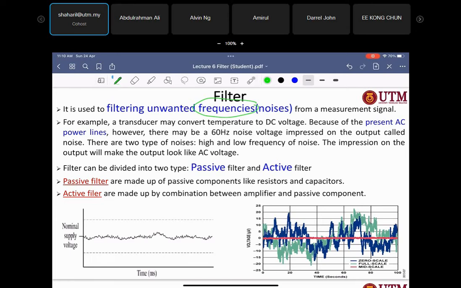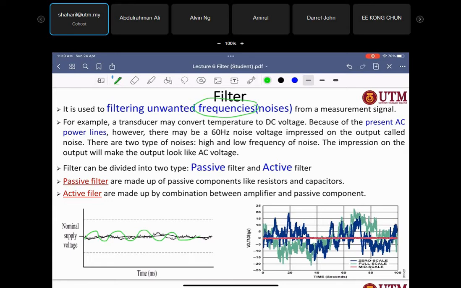Okay, in this case, for example, this is your output. Maybe at that time your cable is near the AC cable. Sometimes your application or your plant may need some AC voltage, so it will create the noise. Okay. So the noise will affect your data actually.